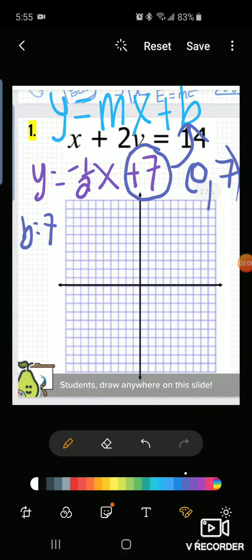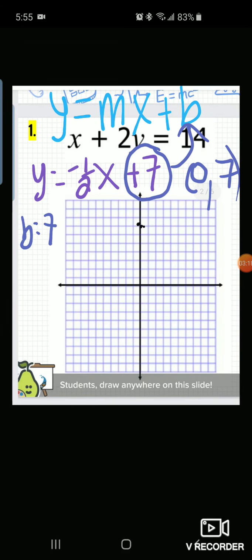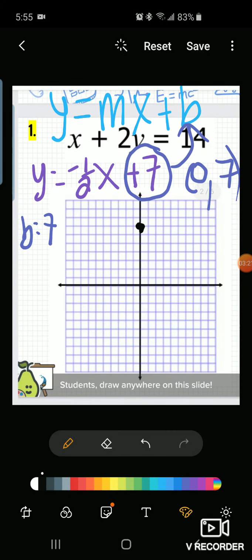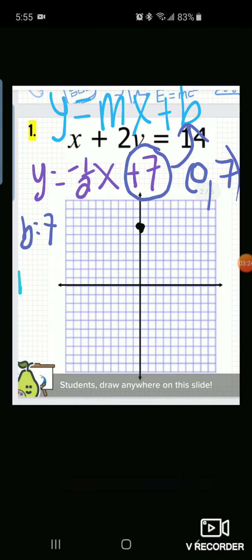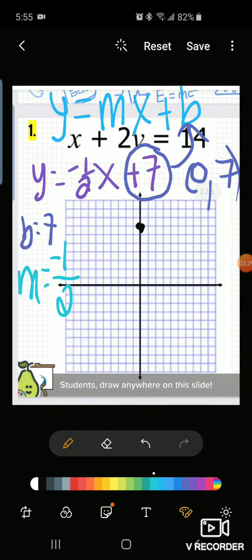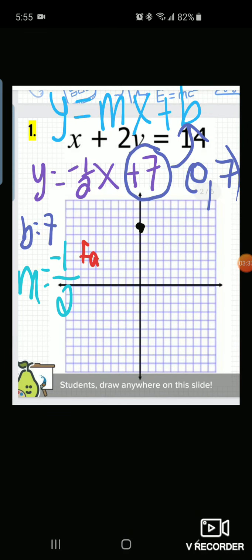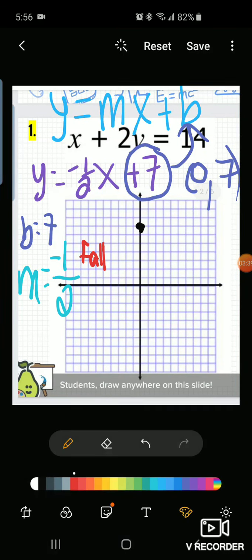So I'm going to graph that point. At 0, I'm going to go up to positive 7. 1, 2, 3, 4. Best that I can. And then what we're going to do is use our slope. We have a slope of negative 1 over 2. Remember, the numerator represents our rise. So since negative 1 is negative, we're actually going to fall one box. And then our run in the denominator, 2, is positive, so that means we're going to go right.